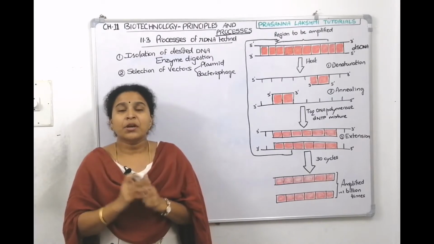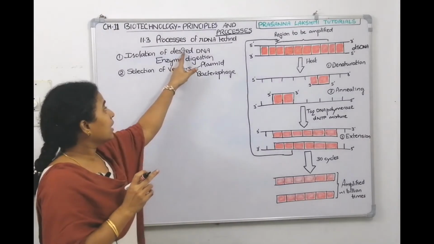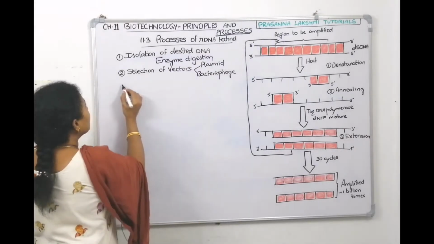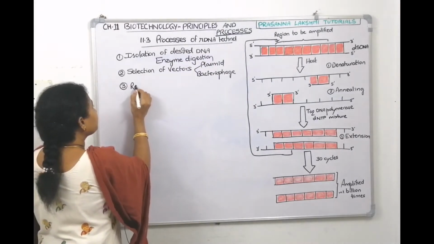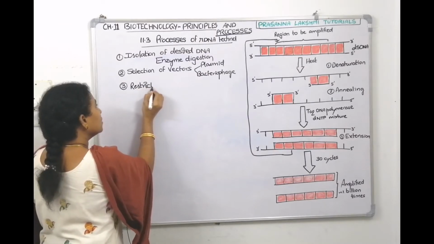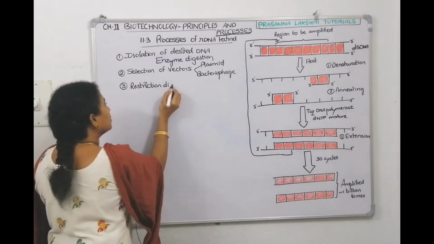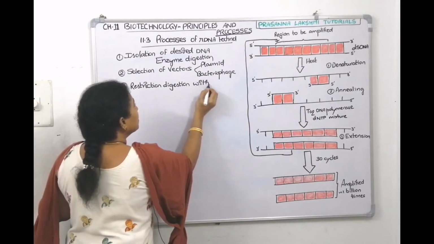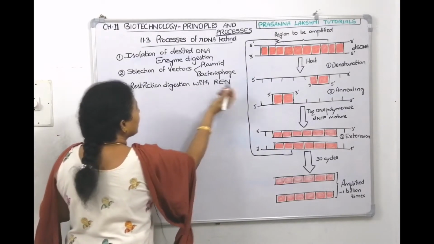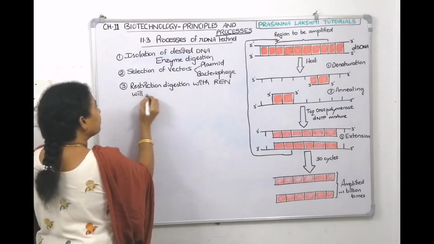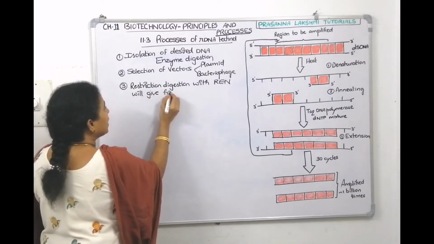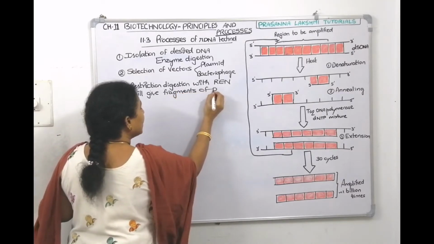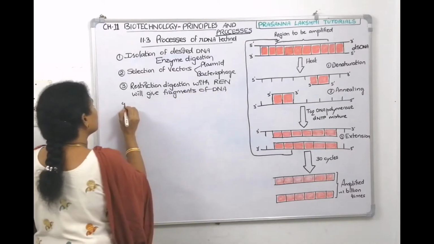Now the third step: you have to digest the foreign DNA and the vector DNA with restriction enzymes. The third process is restriction digestion with the restriction endonuclease. When you digest it, you will get fragments of DNA. That is the third step, children.